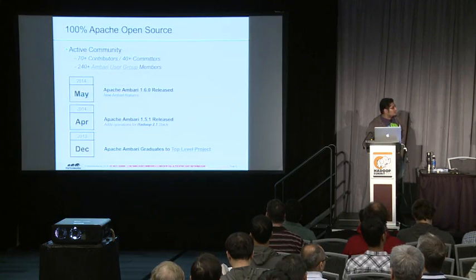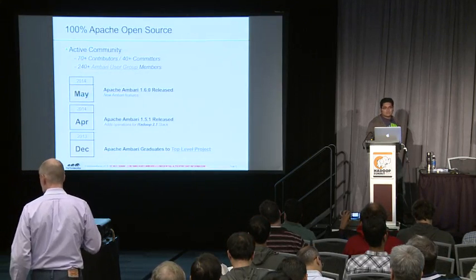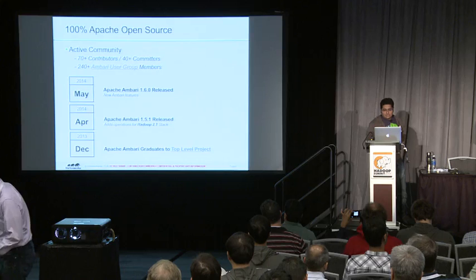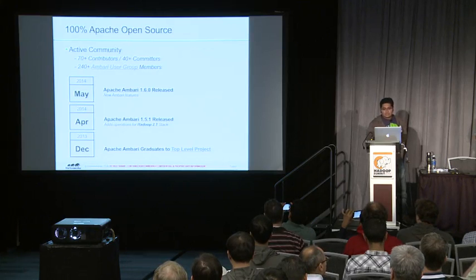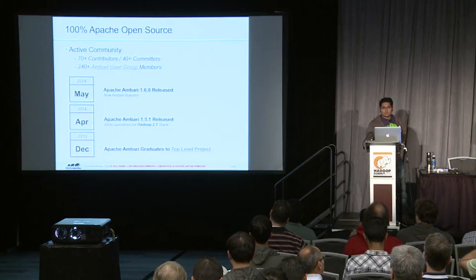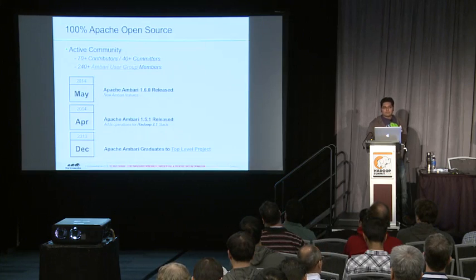A quick look at how big the community is and the key releases in the last few months. So Ambari graduated to TLP in December '13. Since then, we have had the 1.5.1 release, which supported the Hadoop 2.1 stack, and then 1.6.0, which had a lot of features like blueprints and other stuff that we'll look at today.